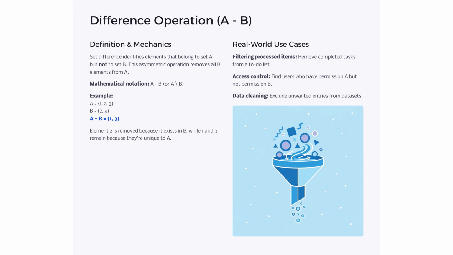The difference operation, A minus B, identifies elements in set A that are not in set B, effectively removing B's elements from A. For instance, with A equals {1, 2, 3}, and B equals {2, 4}, A minus B results in {1, 3}. This operation is crucial in filtering tasks, managing access permissions, and cleaning data by excluding unwanted entries.